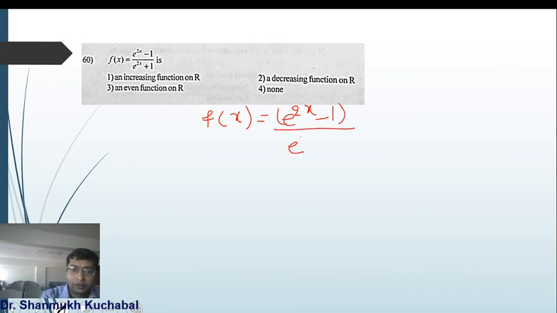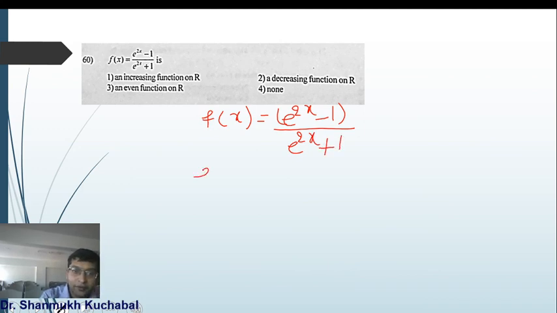Okay. Next example. The function is f of x equal to e raised to 2x minus 1 divided by e raised to 2x plus 1. Is it an increasing function on R, a decreasing function on R, an even function on R, or none of these? So the given function is f of x equal to e raised to 2x minus 1, whole divided by e raised to 2x plus 1.